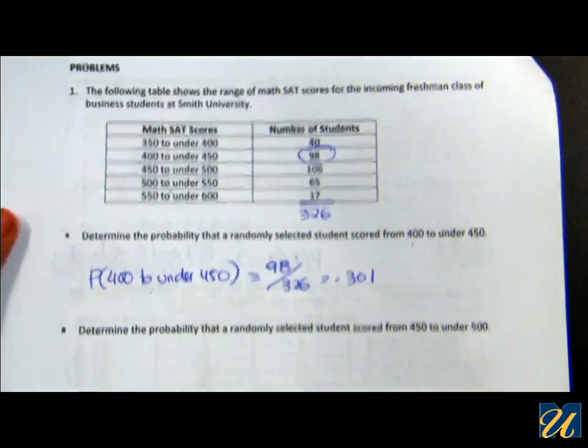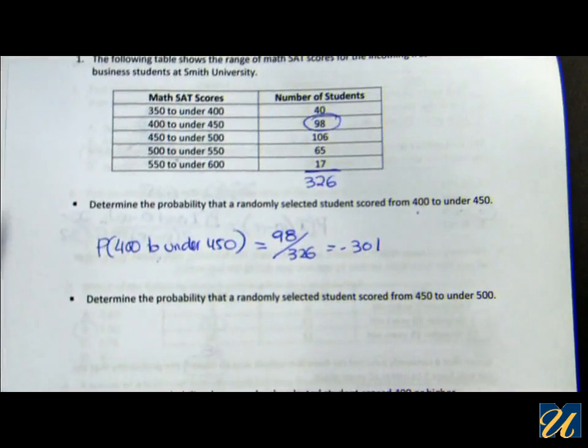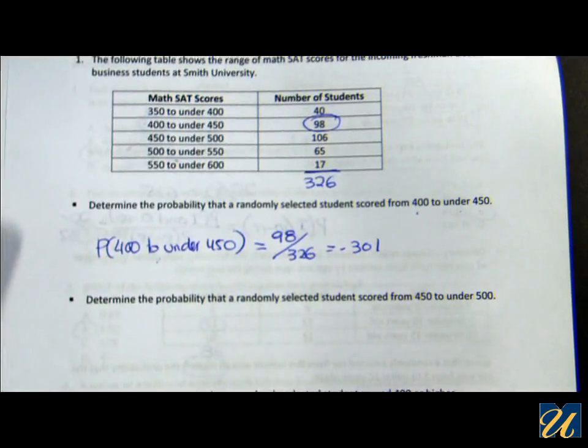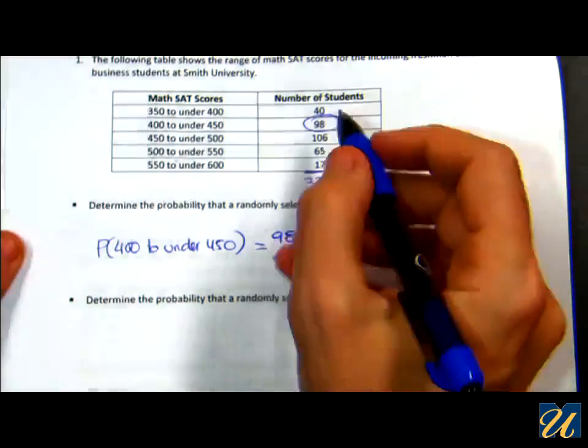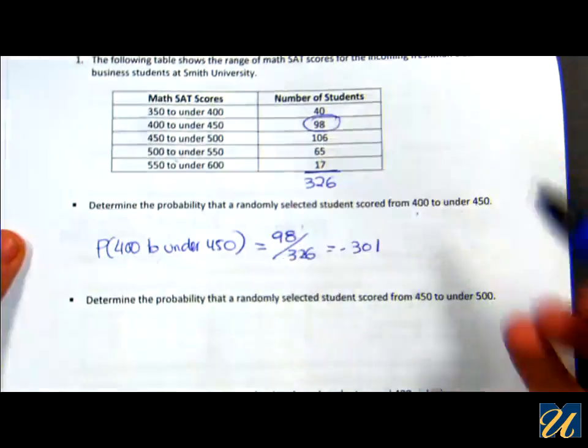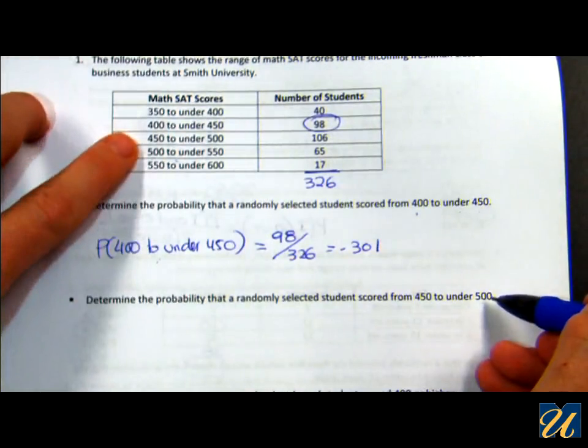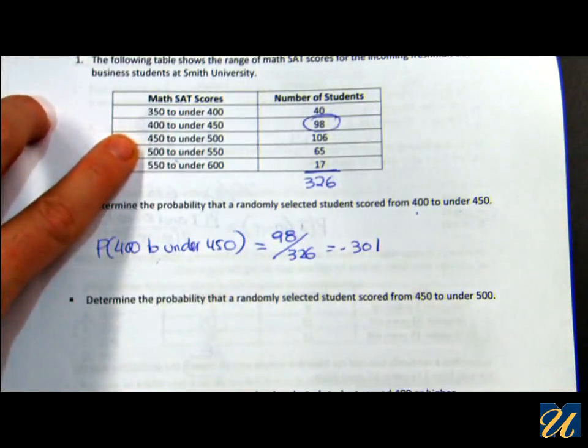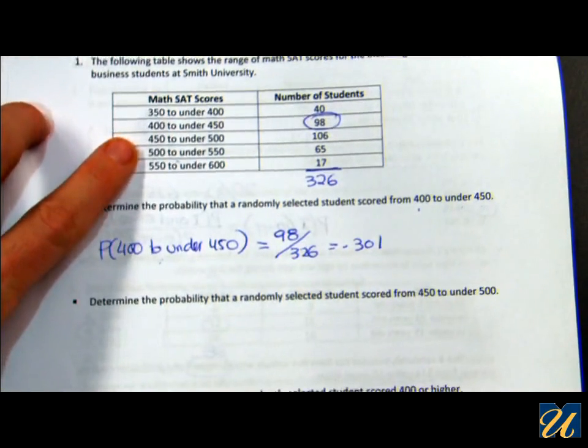326, which is 0.301. Determine the probability that a randomly selected student scored from 450 to under 500. So now I'm interested in 450 to under 500.